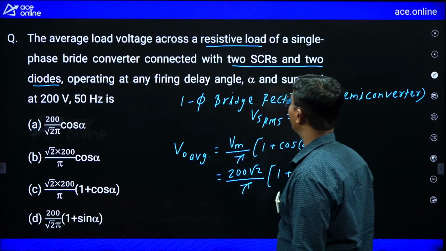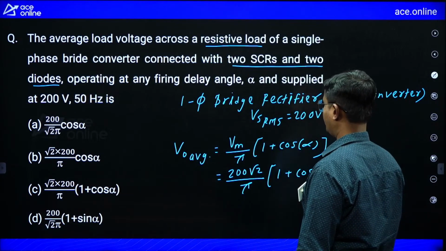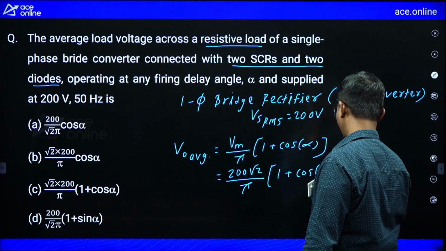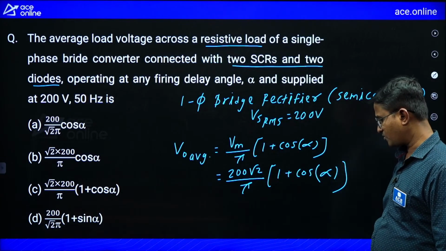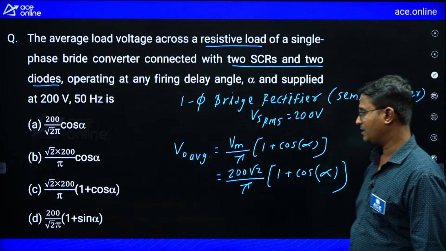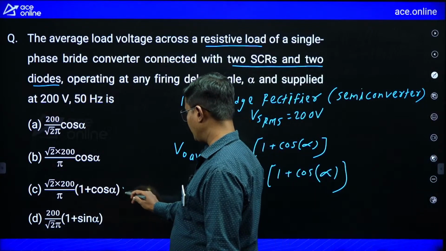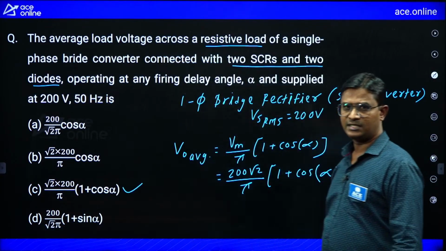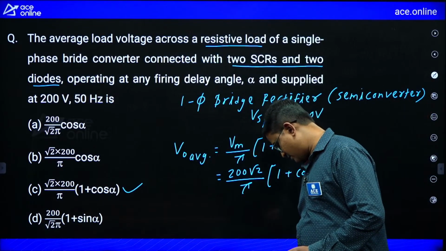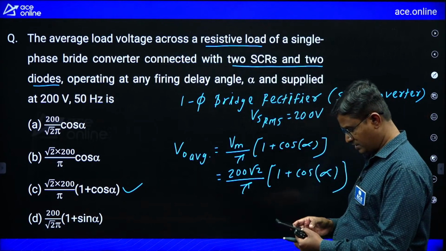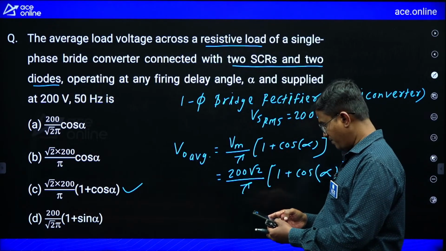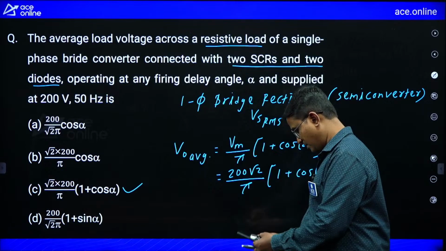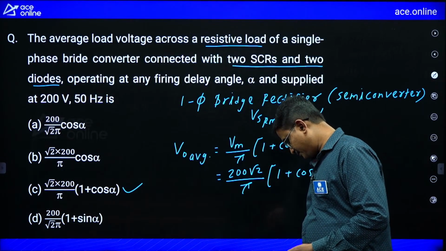Simply in terms of alpha they are asking. So my answer is 200 root 2 by pi into 1 plus cos alpha. What is the correct answer? 200 root 2 by pi into 1 plus cos alpha. Option C is the correct option. Alright? Some of you already posted the answers. Good. So it is Vm by pi into 1 plus cos alpha. Alright? Next.